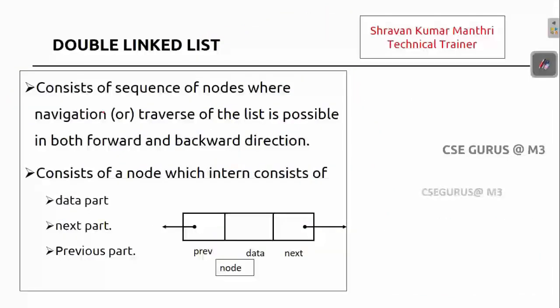Coming to the definition, it consists of a sequence of nodes where navigation is not only to traverse forward, you can go backward also. So in the single linked list, you will traverse only forward, only one direction. Whereas in a double linked list, you can go either forward or backward. Let me go with some example. I'll tell you how it can be forward and backward.